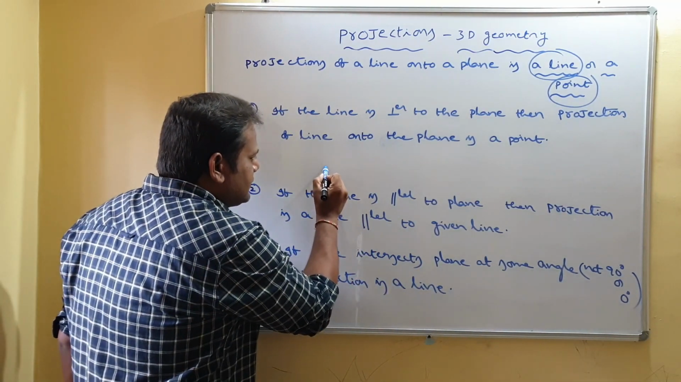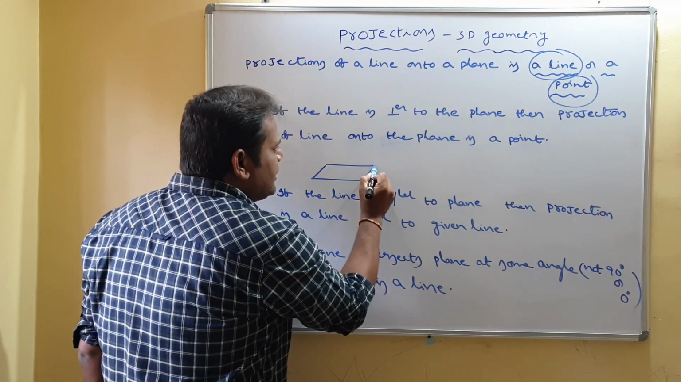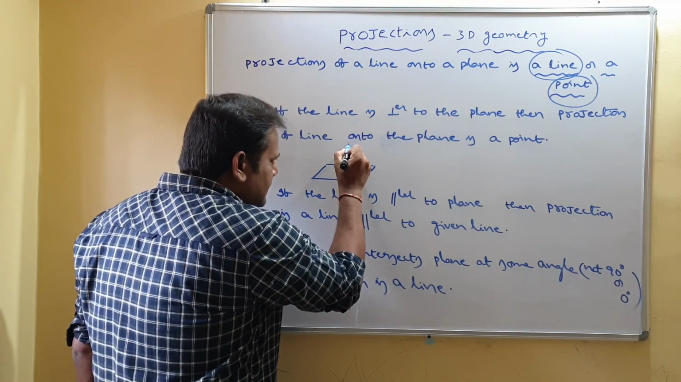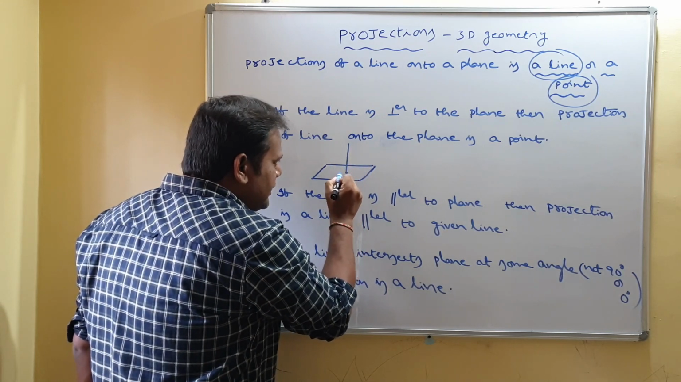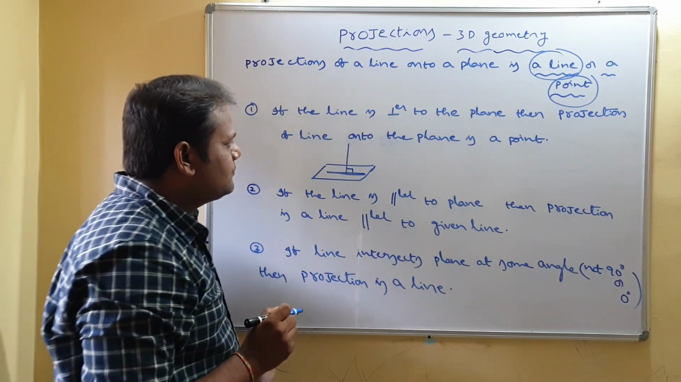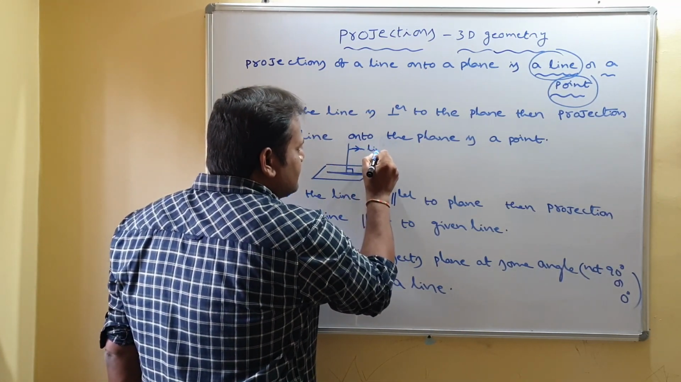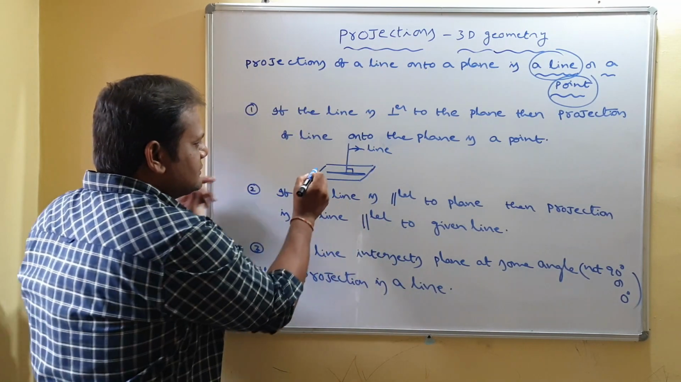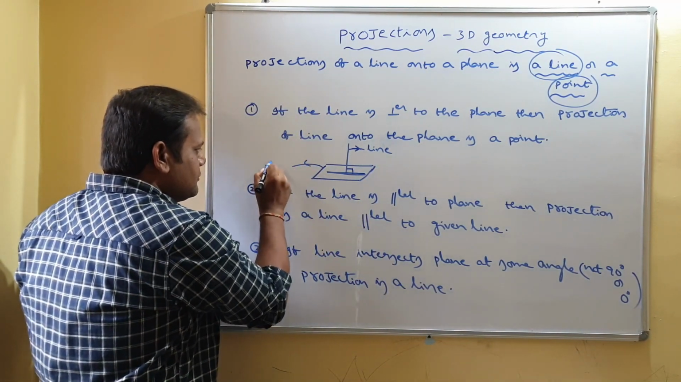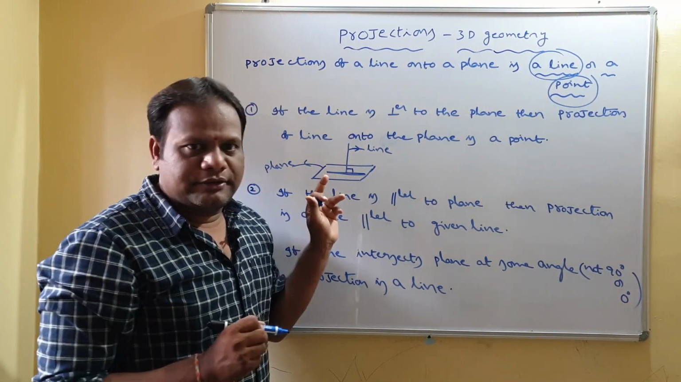Suppose I am taking that this is the plane, okay, and it is the line. Here you see that this line is perpendicular to the plane. This is the given line, okay, and it is the given plane. See here, the line is perpendicular to the plane.